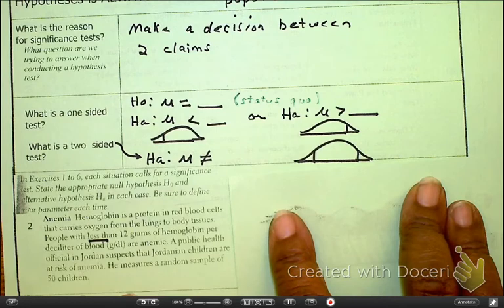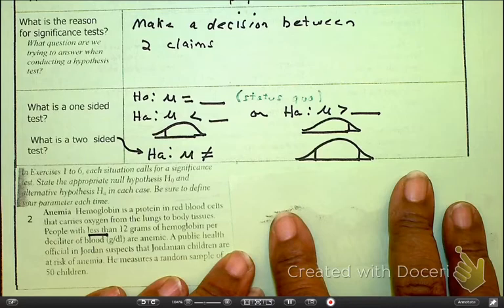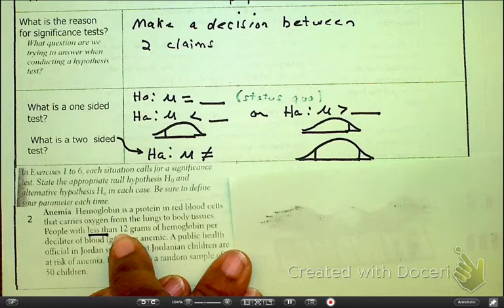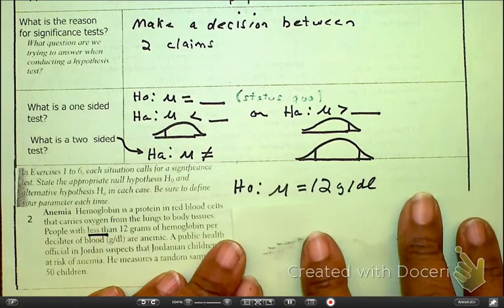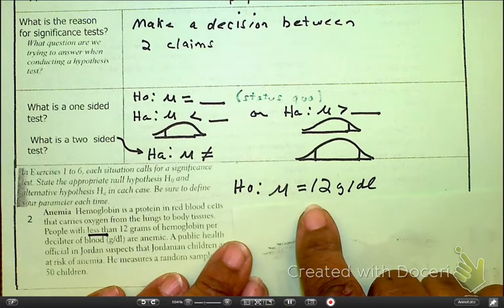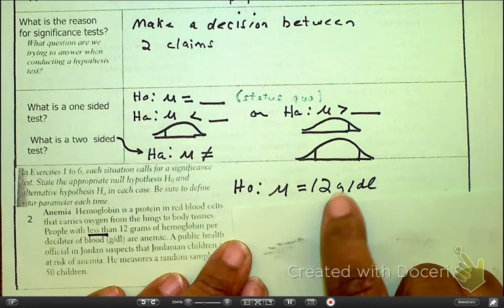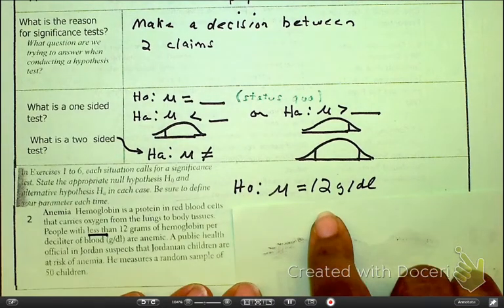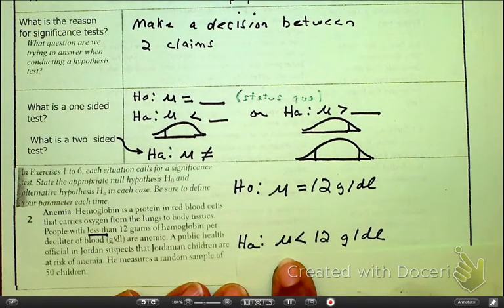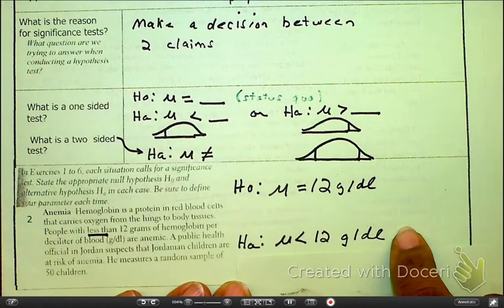Yes, I see I have a sample size of n of 50. Now, we're not worried about that yet. We just want to look at what our H0 and our HA is. Our H0 is that it seems like 12 is the cutoff. So if that's the cutoff, your H0 is going to be mu equals 12 grams per deciliter. We're saying that that's the cutoff, and then we're saying if it's less than that, they are anemic. So here is our null hypothesis, and that is our alternative hypothesis.